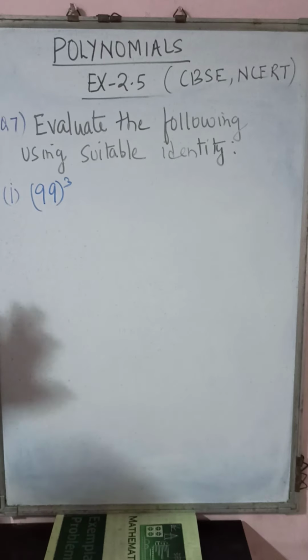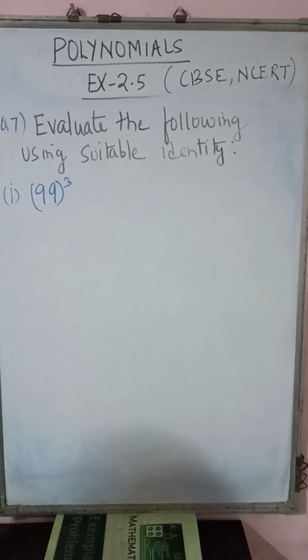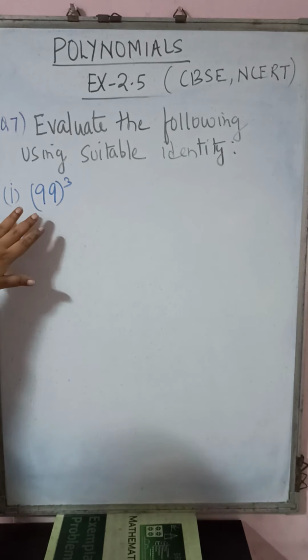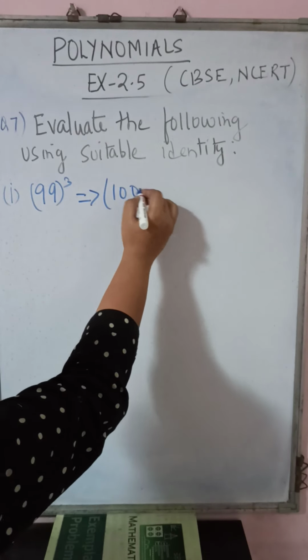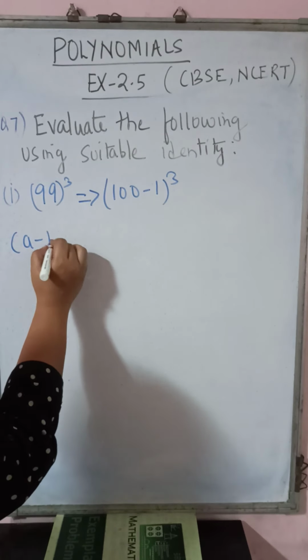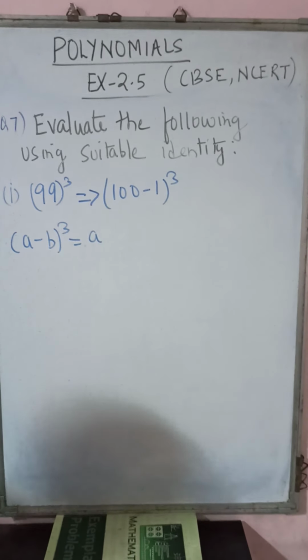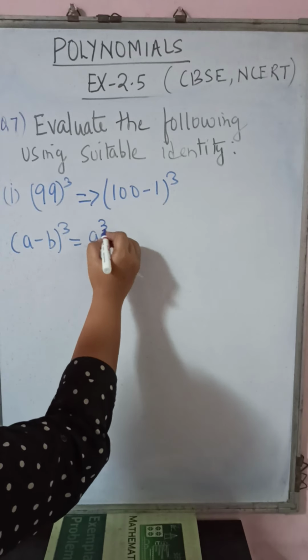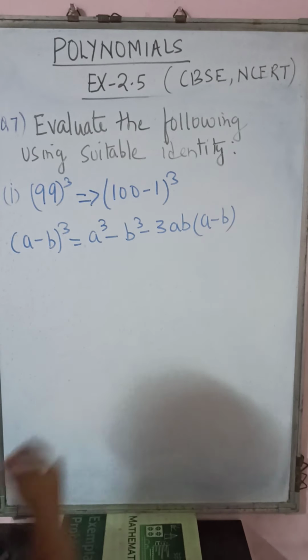Question number 7. Evaluate the following using suitable identity. So this 99 cube, you cannot write 99 into 99 into 99. That you can do when you verify the answer. Here you have to convert this in the form of an identity. So what I can do is, 99 cube can be written as (100 minus 1) whole cube. So it has now become the form of (a minus b) whole cube, which you did in the previous question. So (a minus b) whole cube is a cube minus b cube minus 3ab into (a minus b).